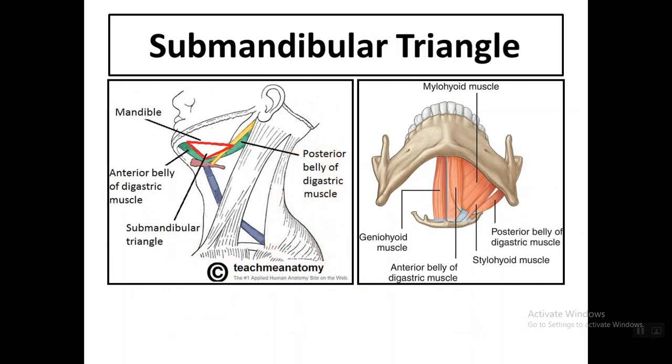Next, we have what we call the submandibular triangle. The submandibular triangle is situated below the mandible, bordered by the mandible, the anterior belly of the digastric muscle, and the posterior belly of the digastric muscle. You can see here, this is the anterior belly, and this is the posterior belly of the digastric muscle, and this is the inferior border of the mandible. These are the boundaries of the submandibular triangle.